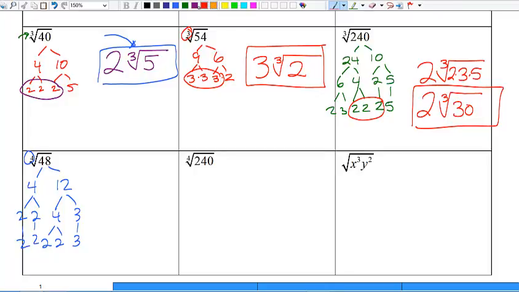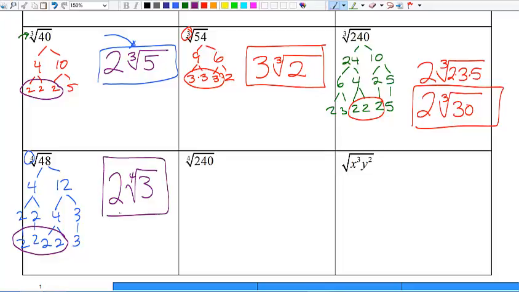I'm looking for a group of 4 this time. I've got one group of 4 of 2s. So that group gets to go out. I only write it once. Inside the 4th root, don't forget the little index of 4, the lonely 3, he has to stay home. And now that is completely reduced.